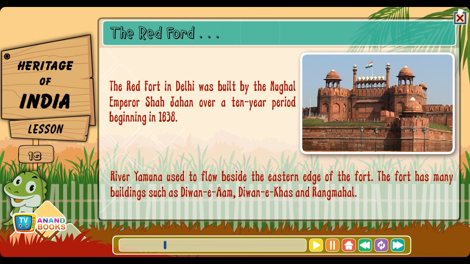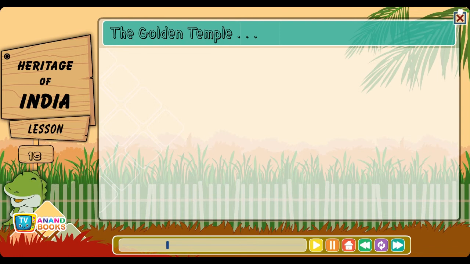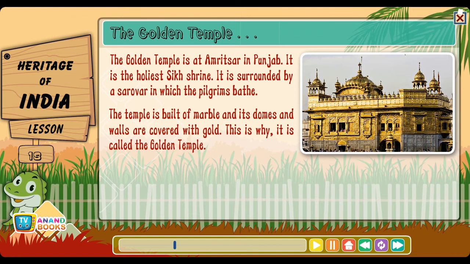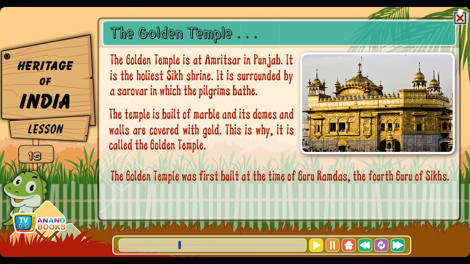The Golden Temple. The Golden Temple is at Amritsar in Punjab. It is the holiest Sikh shrine. It is surrounded by a sarovar in which the pilgrims bathe. The temple is built of marble and its domes and walls are covered with gold. This is why it is called the Golden Temple. The Golden Temple was first built at the time of Guru Ram Das, the fourth Guru of Sikhs.